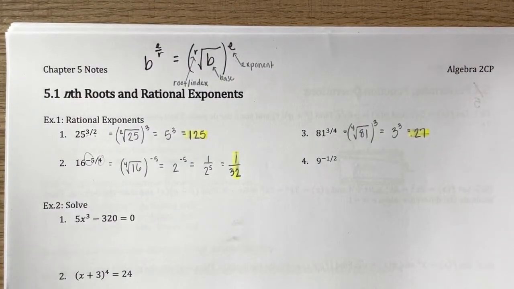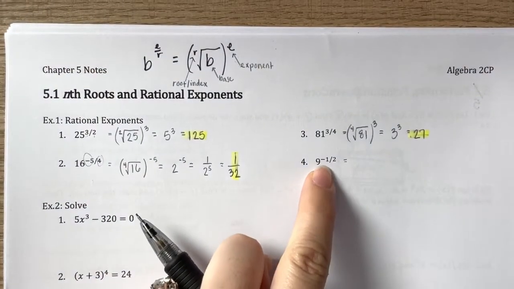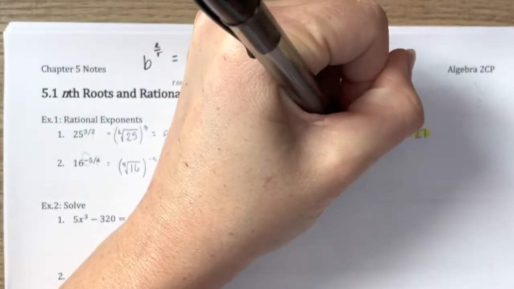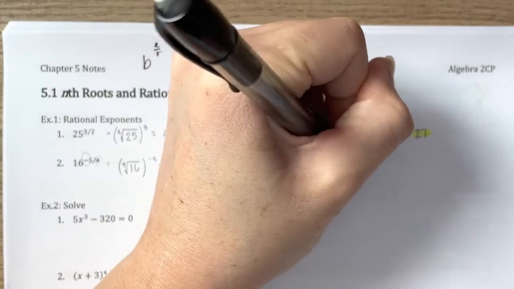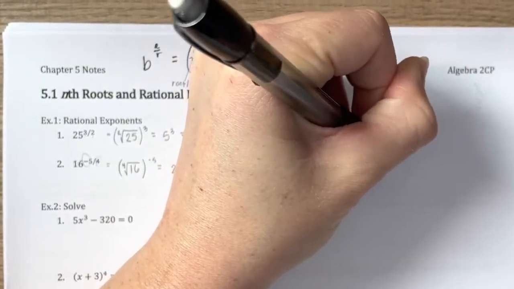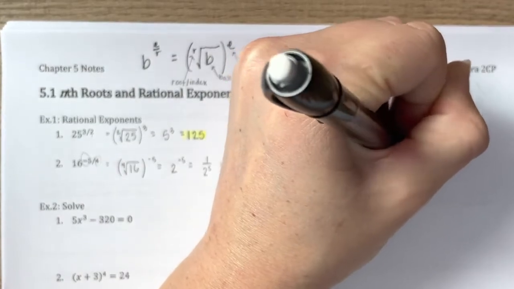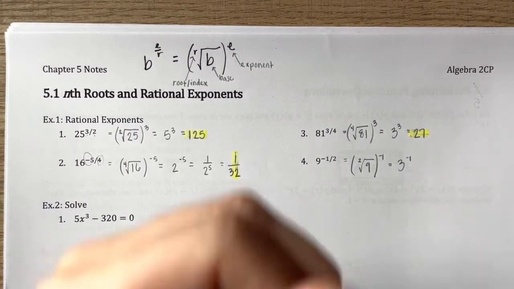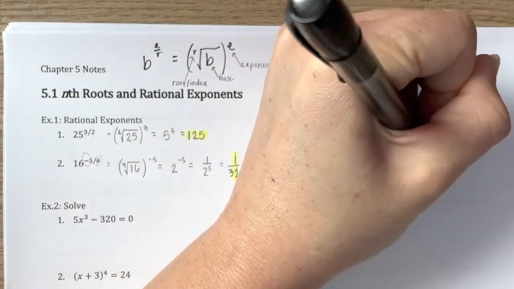And then 9 to the negative 1/2. So 9 is my base, negative 1 is my exponent, 2 is my root. So it's the square root of 9 raised to the negative 1 power. The square root of 9 is 3 to the negative 1. Since I have a negative exponent, I need to take the reciprocal of the base, which in this case is 3. So 3 to the negative 1 is 1/3.